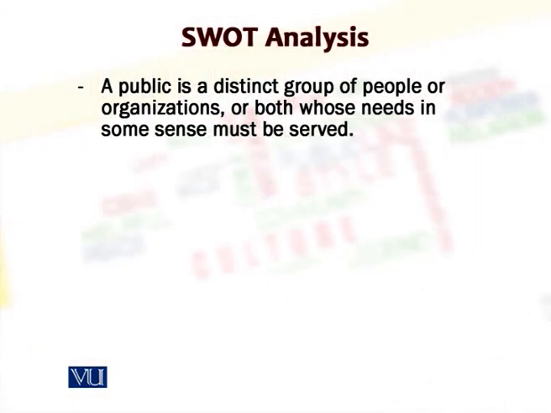Here, one thing comes in addition to the segments of the external environment in the context of NPOs. And that is that NPOs could have to deal with a few external publics, which commercial organizations do not really have to. And these external publics have important input to make, and therefore we should take a quick look at what these publics are. A public basically is a group of people or organizations or both whose needs in some way have to be served by the NPO. That is what you call a public. So let me take you to the slide and show you different publics that NPOs deal with.